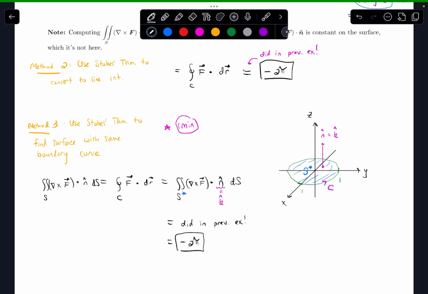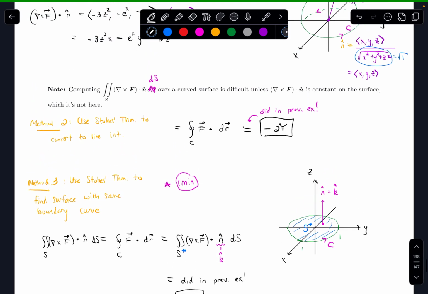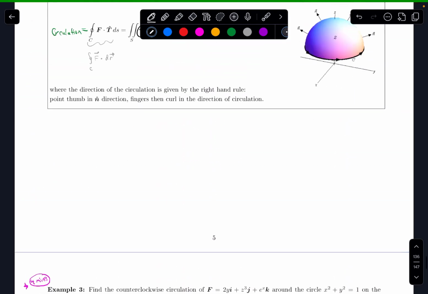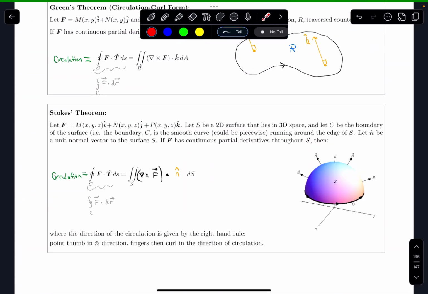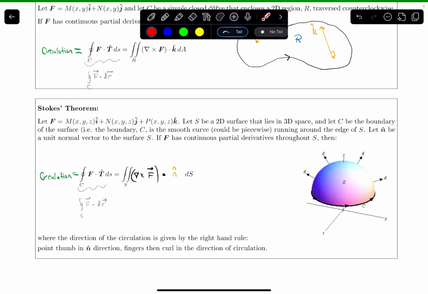Okay, so these examples illustrate some of the power of Stokes' theorem. The two most common ways we'll see it used are, we typically might be given an integral in this form, and if it's more efficient to evaluate it as a surface integral, we might do that. Or if we're given a surface integral in this form, we might choose to do it as a line integral over the boundary curve instead.